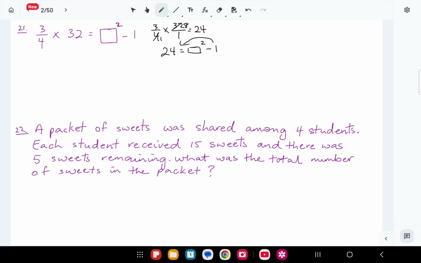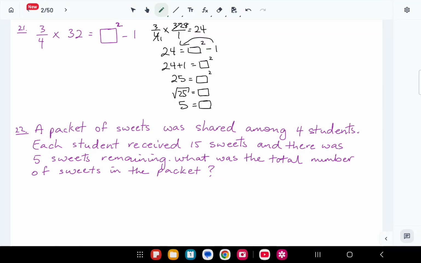So when we carry across the 1 on the left hand side, this becomes 24 plus 1 is equal to some number squared. This becomes 25 is equal to some square number. So to find out what the number is, it will be the square root of 25 is equal to the unknown number. The square root of 25 is 5. 5 multiplied by 5 is 25, so the unknown number is 5.